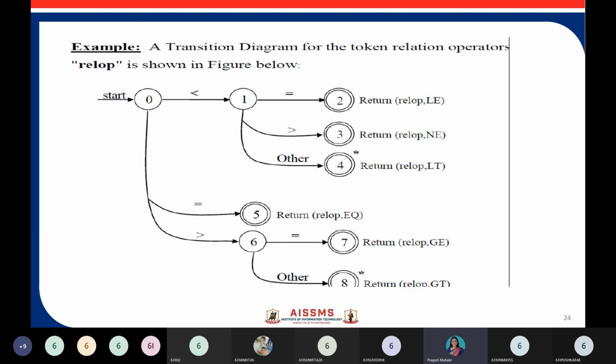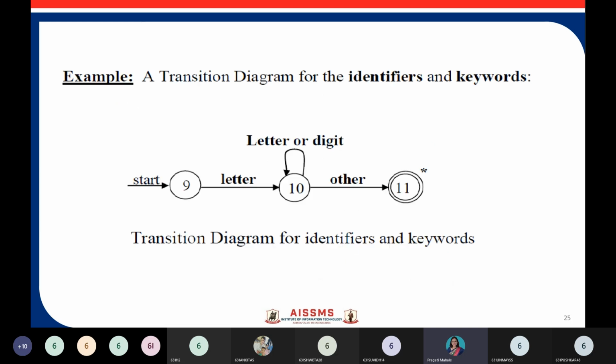The double circle, or concentric circle, is the final state, or accepting state, of the transition diagram. So for given expressions, for the tokens identified as part of the lexical analyzer, it can be shown with the help of a transition diagram. Here, as you can see, start. This transition diagram depicts the expressions used in the source program. This is the use of a transition diagram.